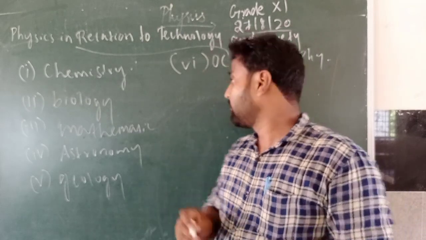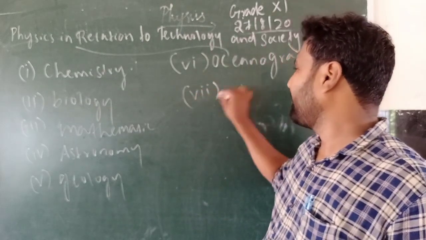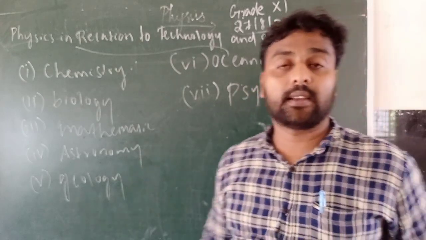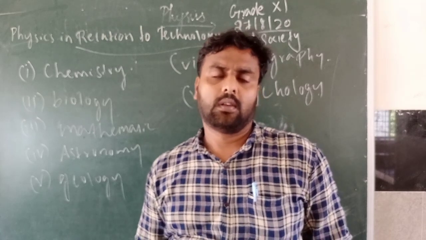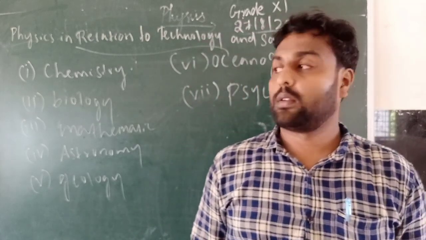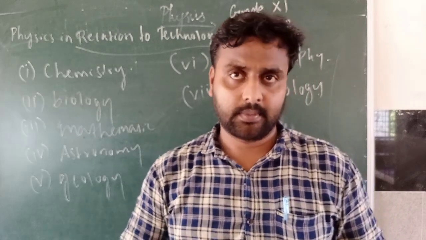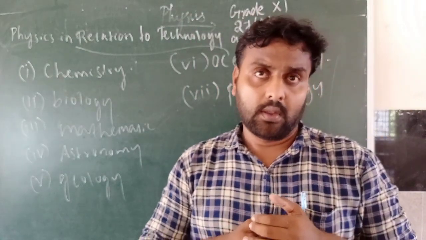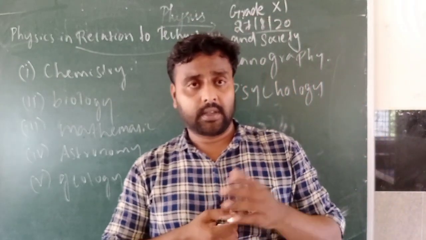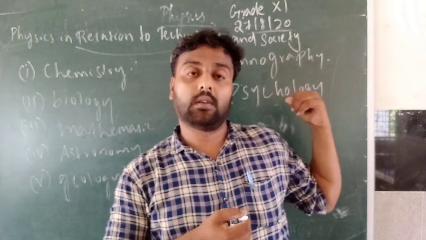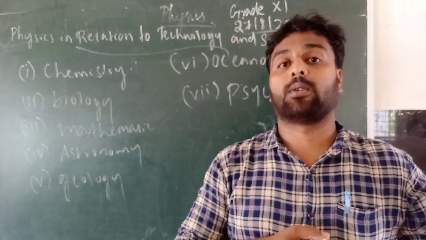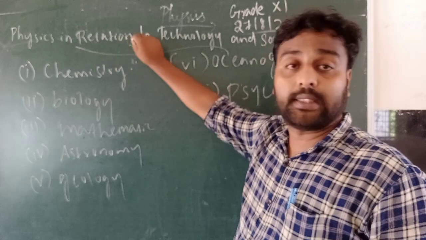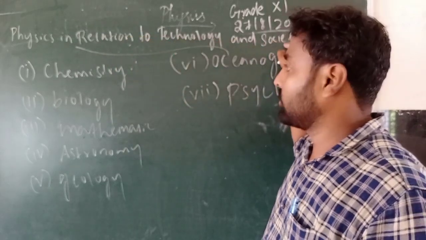The last one is physics in relation to psychology. For psychiatric treatment and all, they use a transmitter to check the function of the brain. It is one of the greatest inventions, and so it is physics in relation to psychology also. So this is about how physics relates to technology and society.